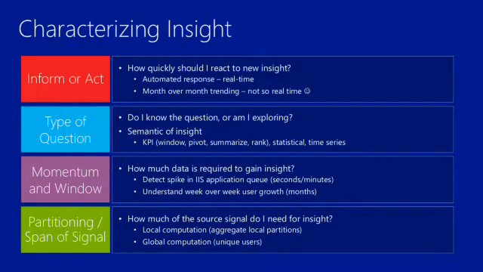And there's also partitioning the span of signal. How much data do I need for insight? If I need to look at how many users are active on my system, the overall aggregate view is probably more interesting than the per machine view, unless I'm looking to see if my load balancer policies are appropriate. That's where global computation comes in. If I'm looking at the depth of the application queue, I need an individual value. And then in aggregate, I might look at things that are in different thresholds.